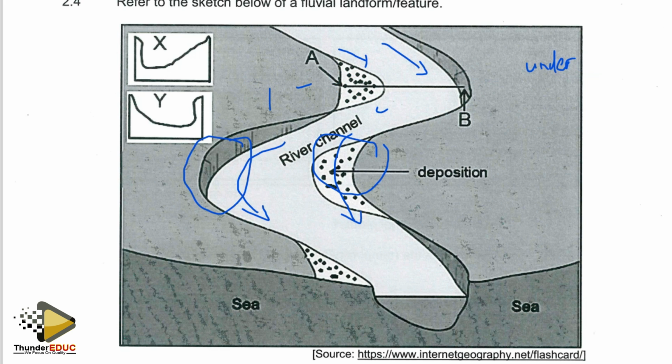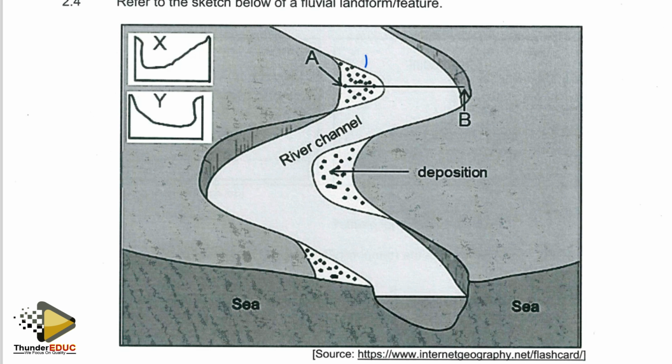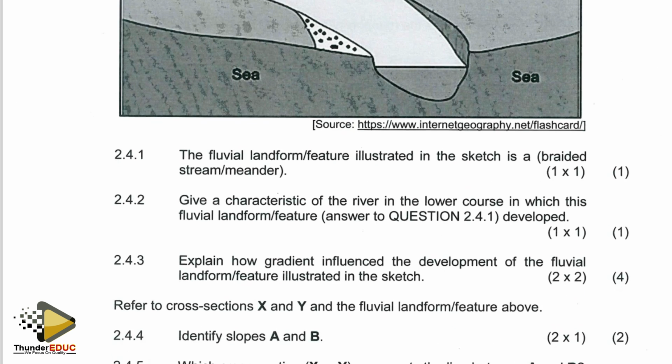So from that discussion, I think we are able to figure out the responses to the questions which will follow. We'll quickly go through the questions and figure out the most probable responses. Number 2.4.1: the fluvial landform or feature illustrated in the sketch above. We have already highlighted the correct response. That one is a meander, a bend along the river channel.